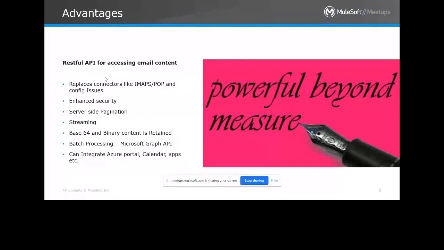And the base64 binary content is retained within the HTTP request. The reason I stressed that point, base64 content, is that there was a bug in the IMAPS connectors, which I guess might have been fixed now. Some of the base64 content was auto-transformed to JSON if it was an Excel file, but I don't find that bug when using the Microsoft Graph API.